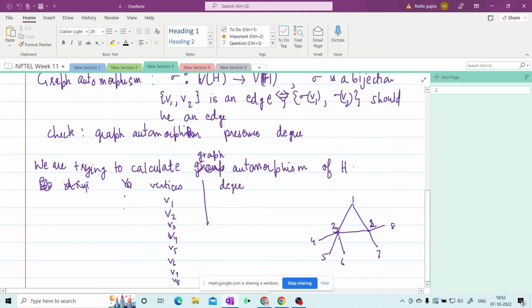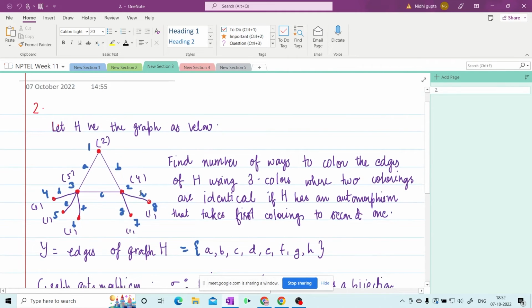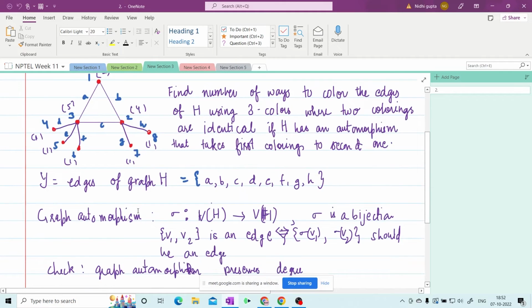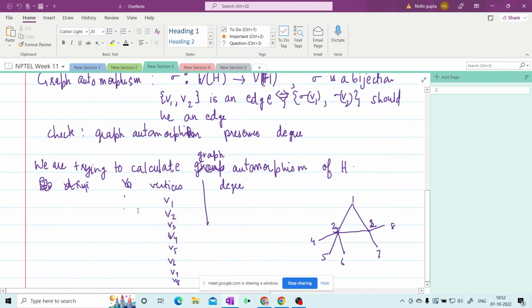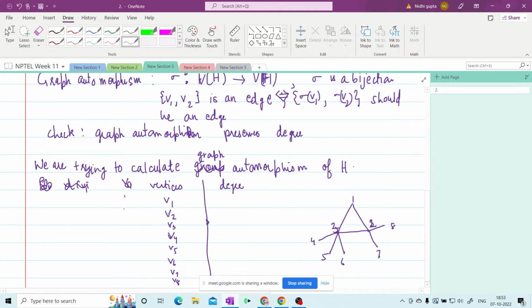We are trying to calculate. For this question, we are trying to find the inequivalent colorings of this graph, where the set is the edges and the group G is the automorphism group H. If you want to construct a graph automorphism, it preserves degree. The degree of V1 is 3, degree of V2 is 4, V3 is 5, and all the rest of the vertices have degree 1.